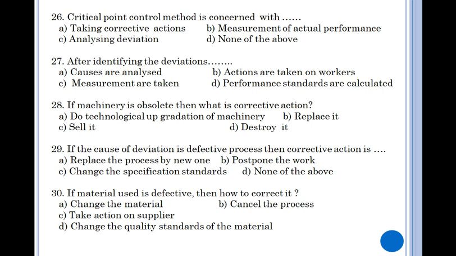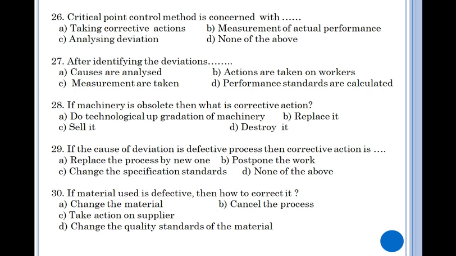Question number 28. If machinery is obsolete, then what is the corrective action? We have four options. A, do technological upgradation of machinery. B, replace it. C, sell it. D, destroy it. In a company, sell it and destroy it never happen. So always the company is going to do the technological upgradation of machinery, because replacement has a high cost. We cannot sell it, we cannot destroy it, we cannot replace it. We can have a technological upgradation which will be done at a low cost and which will be beneficial for the company. So option A is correct.